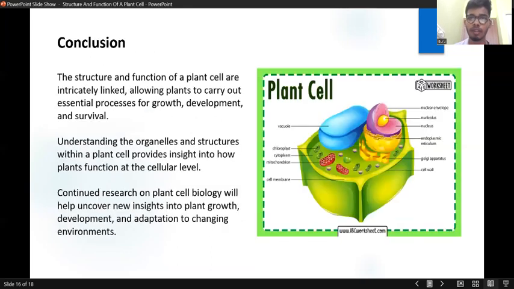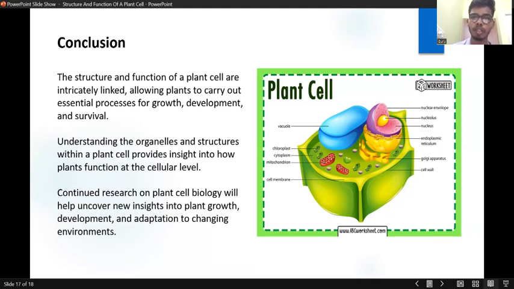So the final conclusion about the structure and functions of the plant cell is that the structure and function of plant cells are interconnected, allowing plants to carry out essential processes for growth, development, and survival. Understanding the organelles and structures within the plant cell provides insight into how plant cells function at a cellular level and how communication takes place with the help of hormones. Continued research on plant cell biology will help uncover new insights into plant growth, development, and adaptation to changing environments.